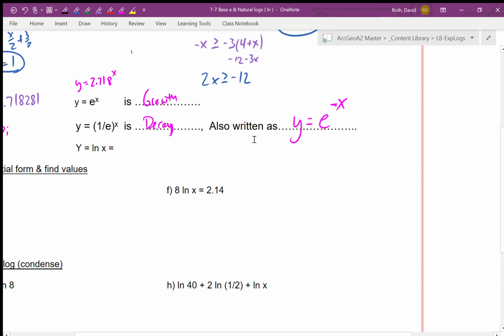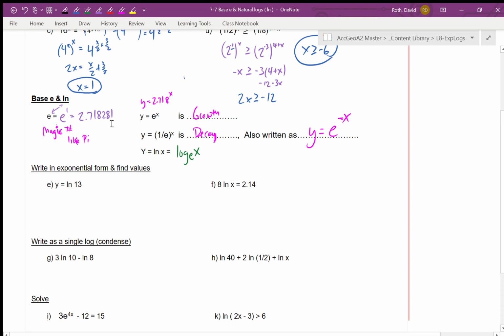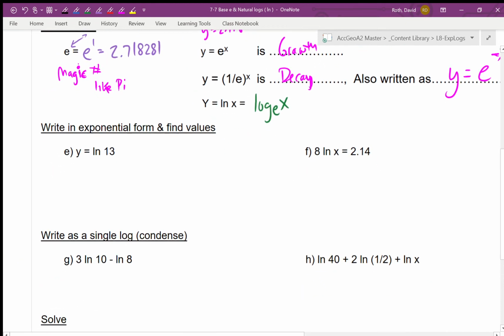The other thing to note is the natural log of x is the same as log base e of x. That's all it's doing. It's log base 2.718. That's all the natural log is. Okay, write in exponential form and find values. Fine. If this is base e, then all that means is e to the y power is equal to 13.